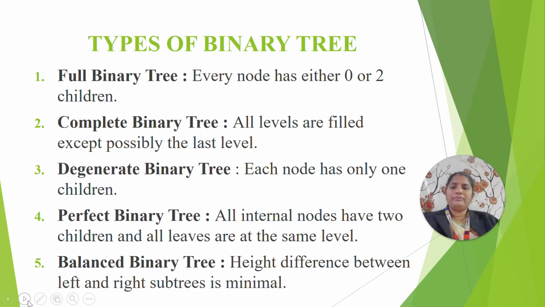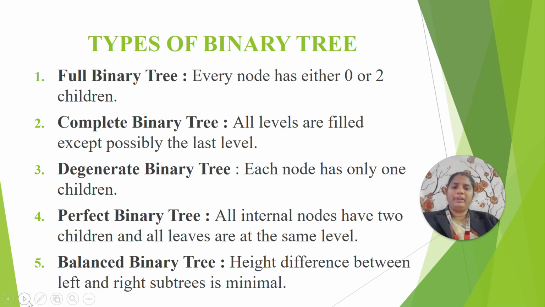So the first one is full binary tree. In a full binary tree, every node has either 0 or 2 children. That means it does not have one child at all. So it will have either no children or only 2 children. That is called a full binary tree.